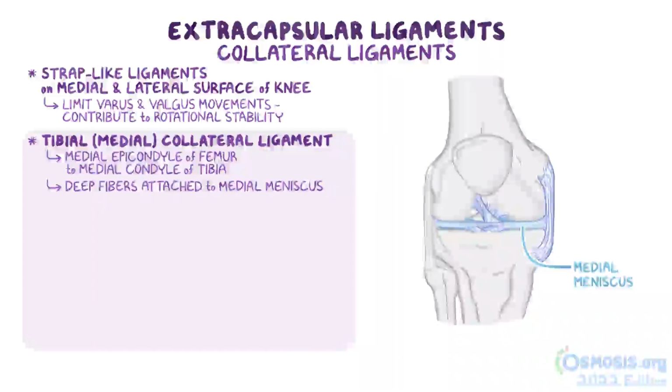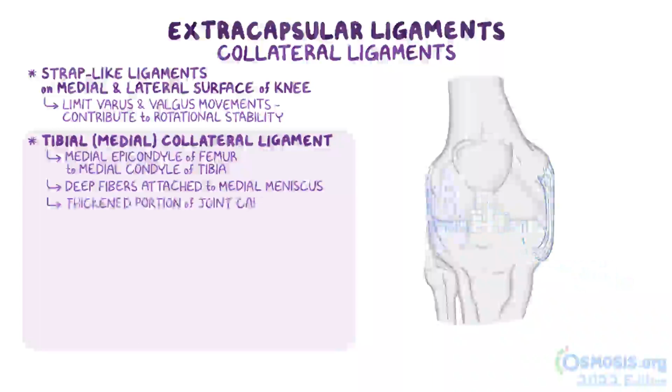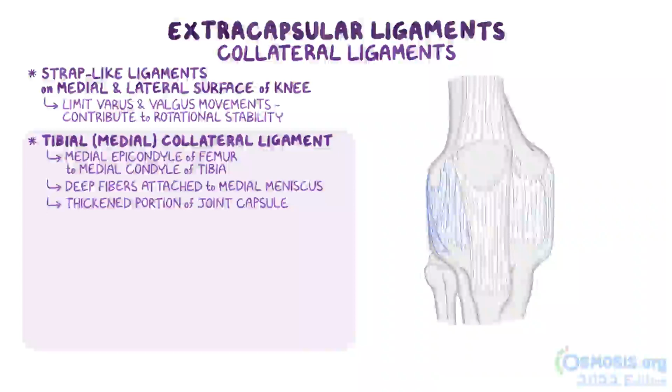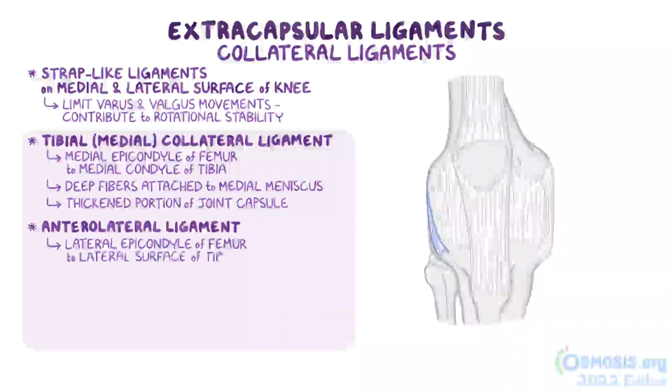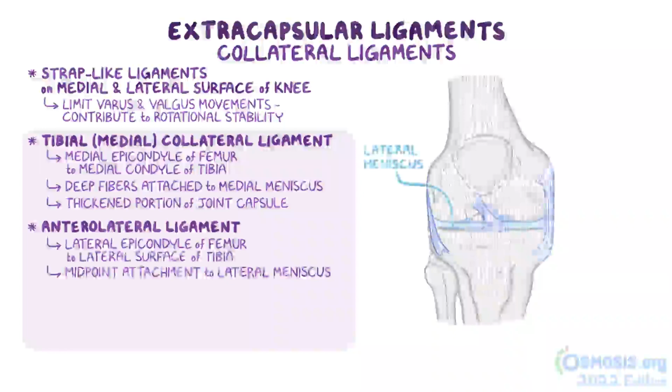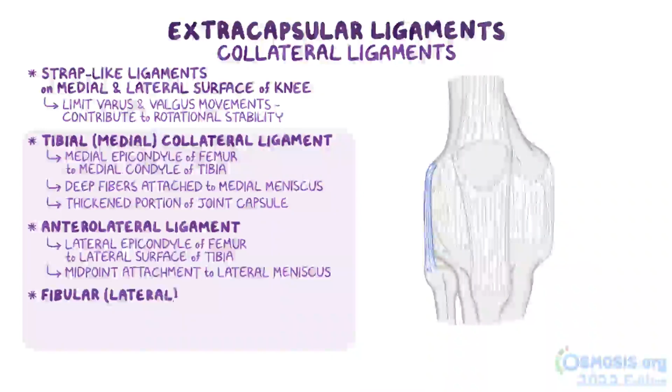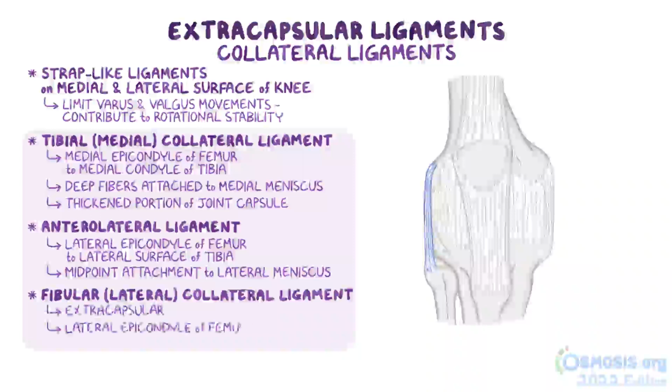The tibial collateral ligament is a thickened portion of the medial joint capsule and is mirrored by a lateral joint capsule thickening which has garnered recent anatomical interest called the anterolateral ligament. The anterolateral ligament of the knee generally inserts on the lateral epicondyle of the femur to the lateral surface of the tibia, and also has a midpoint attachment to the lateral meniscus. Then there's the lateral or fibular collateral ligament, which is a cord-like extracapsular ligament that extends inferiorly from the lateral epicondyle of the femur to the lateral surface of the fibular head.